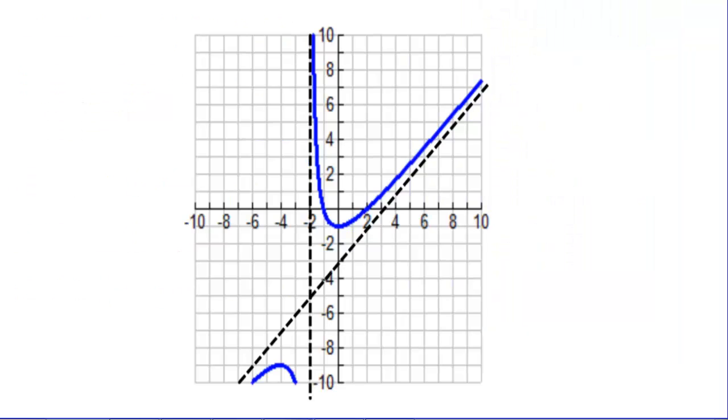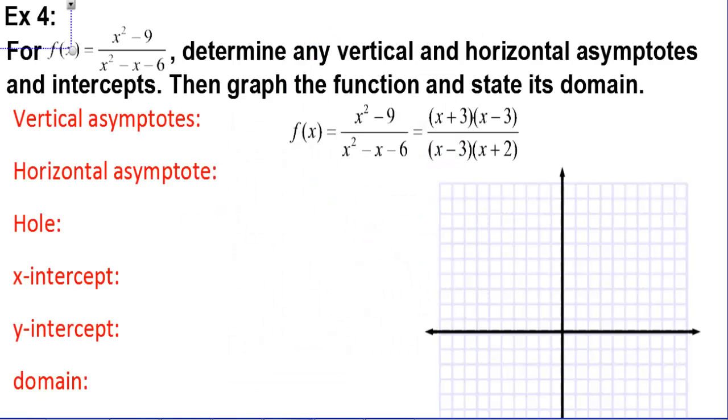graphing utility diagram. Example 4, determine any vertical and horizontal asymptotes. We're going to go through the same process. Here we have the factored form of our given equation. And notice that the x minus 3's cancel out. When that happens, we have a hole in the graph. We have a hole in the graph at 3 comma something. Now, I know it's 3 because 3 makes the factor that canceled 0. So put 3 in here, you get 0.